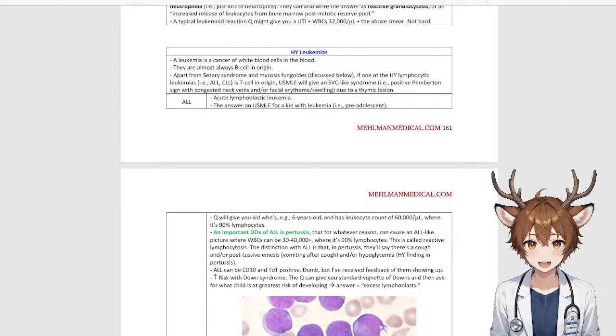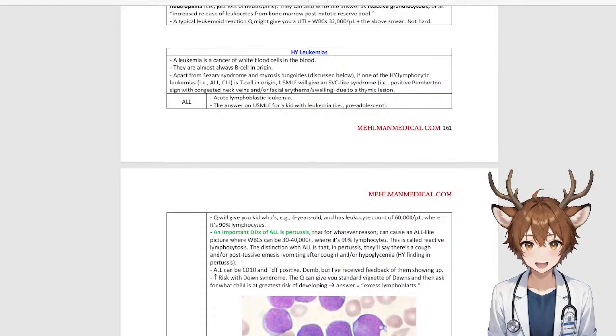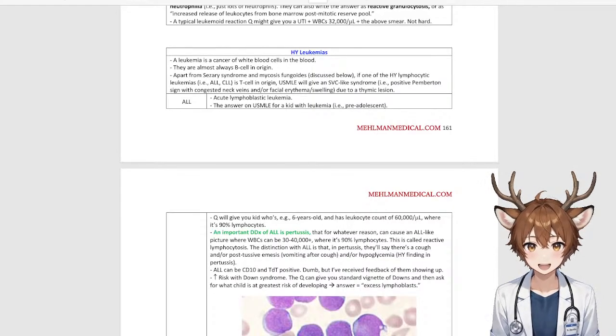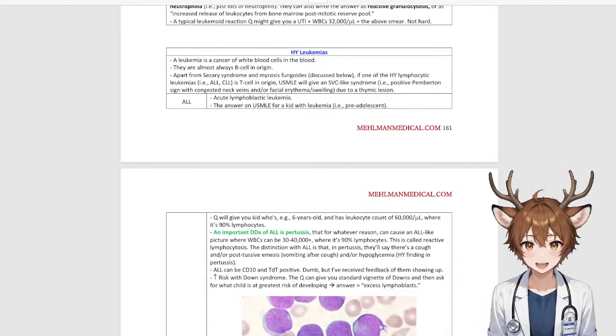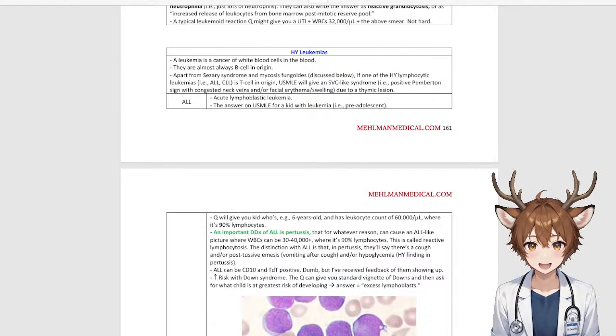The distinction for ALL is that for pertussis, they'll say that there's a cough and/or post-tussive emesis, vomiting after cough, and/or hypoglycemia, a high-yield finding in pertussis.